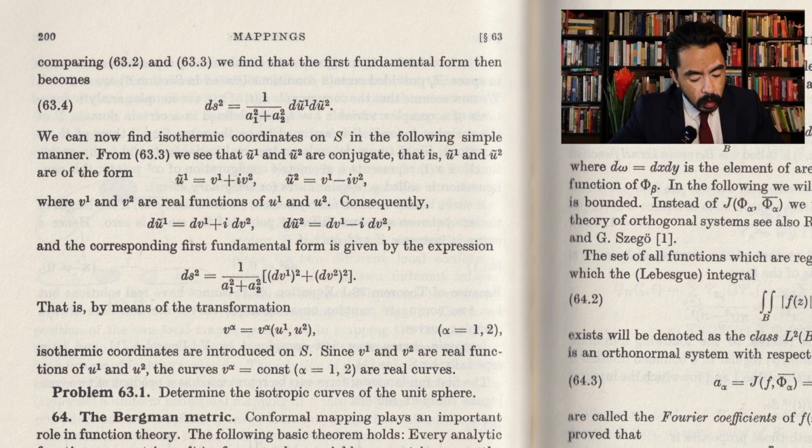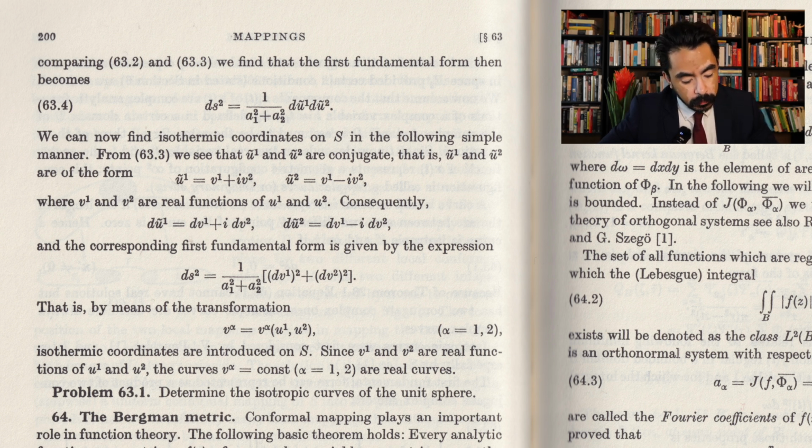We can now find isothermic coordinates on the surface S in the following simple manner. From the previously given relations for du1 tilde and du2 tilde, we see that u1 tilde and u2 tilde are conjugate. That is, u1 tilde is equal to v1 plus i v2, and u2 tilde is equal to v1 minus i v2, where v1 and v2 are real functions of u1 and u2. Consequently, du1 tilde is equal to dv1 plus i dv2, and du2 tilde is equal to dv1 minus i dv2.